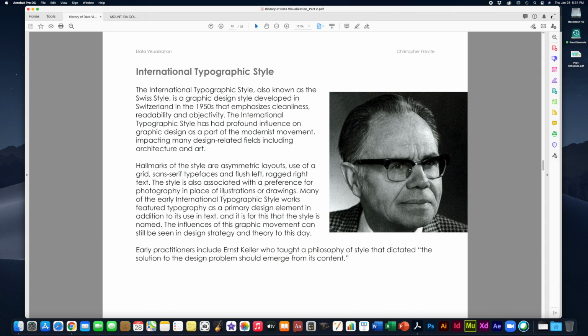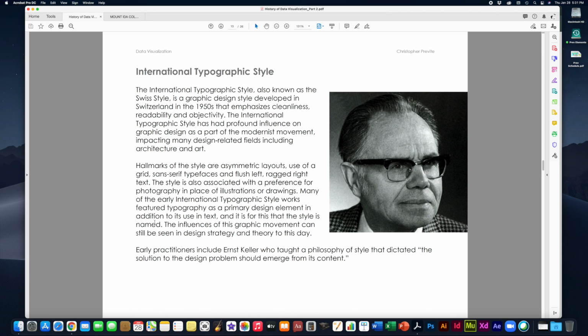Now, of course, the hallmarks of this style are asymmetric layouts, use of grid, which is a big part of graphic design, sans serif typefaces, like I said, flush left, ragged right paragraphs. The style is also associated with a preference for photography in place of using illustrations in the design work.